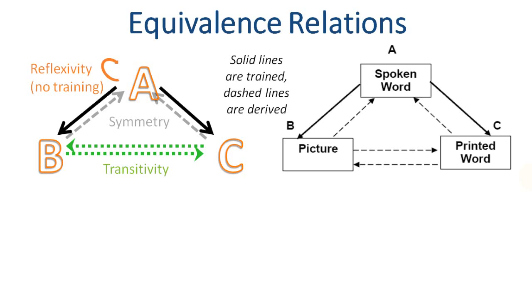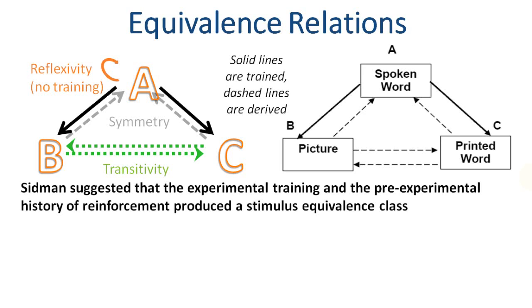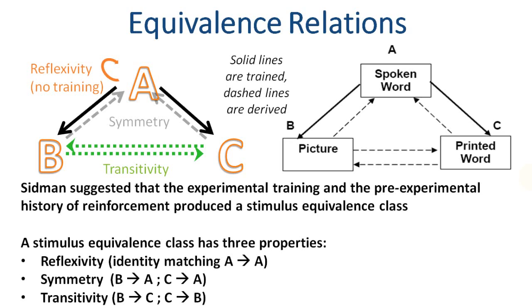And what would happen after this training is that the children were able to reverse and transfer the relationships as I explained. So Sidman suggested that the experimental training and the pre-experimental history of reinforcement produce a stimulus equivalence class. All the stimuli in a particular set would become functionally equivalent. A stimulus equivalence class then has three properties: reflexivity, that is the ability to match the stimulus to itself; symmetry; and transitivity, as I have just explained.